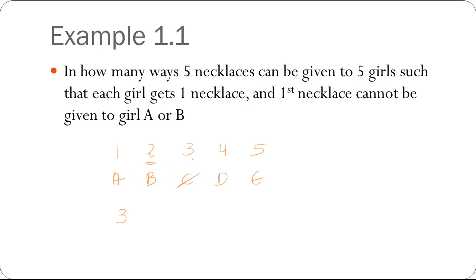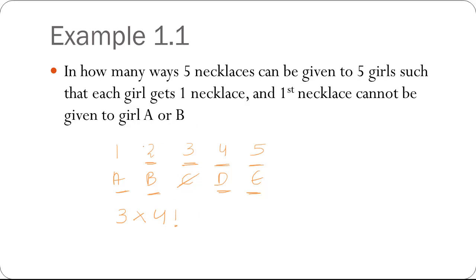So now we've got necklace 2, necklace 3, necklace 4 and necklace 5, and we have 4 girls left, D, E, A and B. So we have 4 necklaces which are to be given to 4 girls without any condition. So as we know, if there are n things to be distributed among n people, then that can be done in n factorial ways. So since 4 is n here, 3 into 4 factorial will be our answer. Right? I'll repeat.